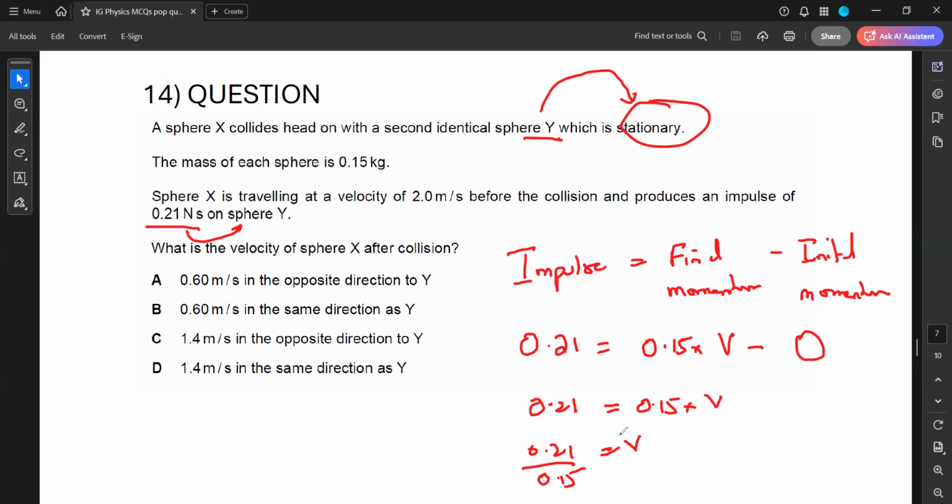So 0.21 divided by 0.15. What is the answer for this? The answer is 1.4. So we get the answer as 1.4. But then what about the magnitude and the direction? If the object is moving in the same direction, then we'll get a positive value. If the object is moving in the opposite direction, then we'll get a negative value.